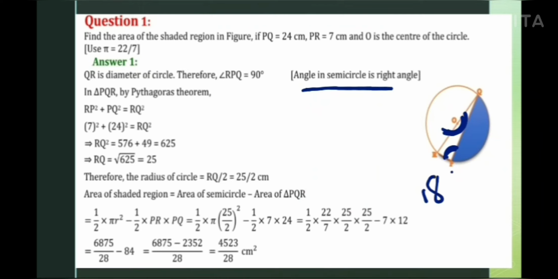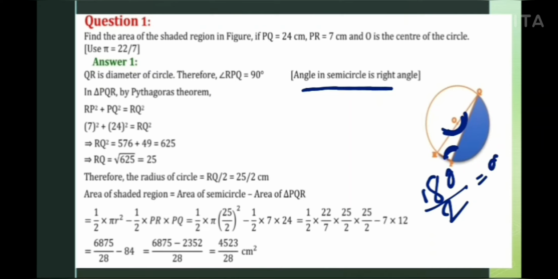So half pi r square minus half PR into PQ. Put the values, and in place of pi use 22 by 7. After doing the calculation, the area will be 4523 by 28 centimeter square. In this way you have to solve question number 1.